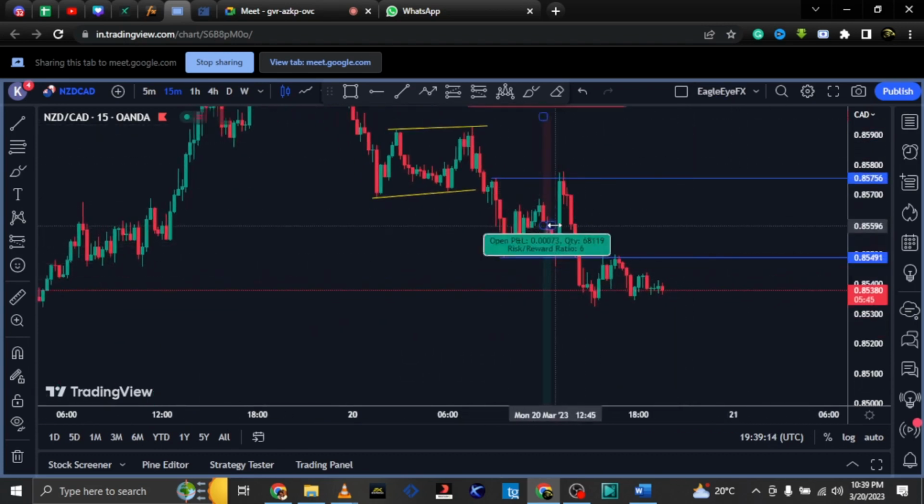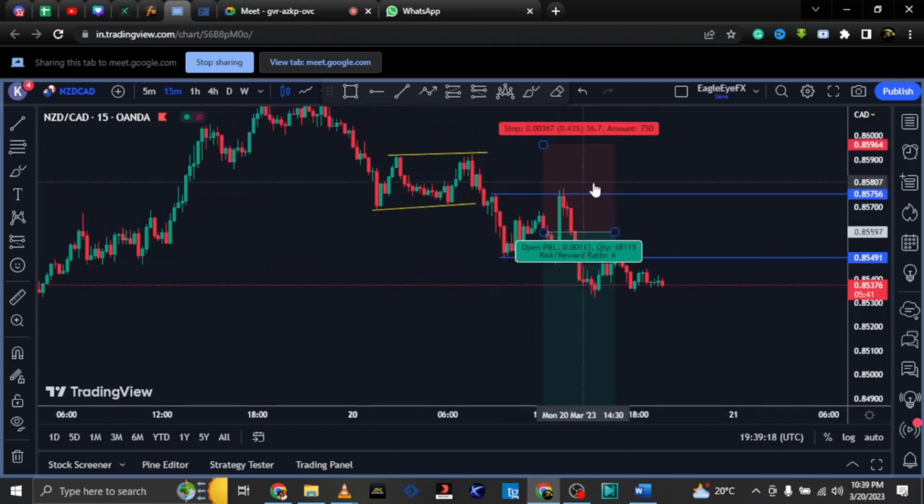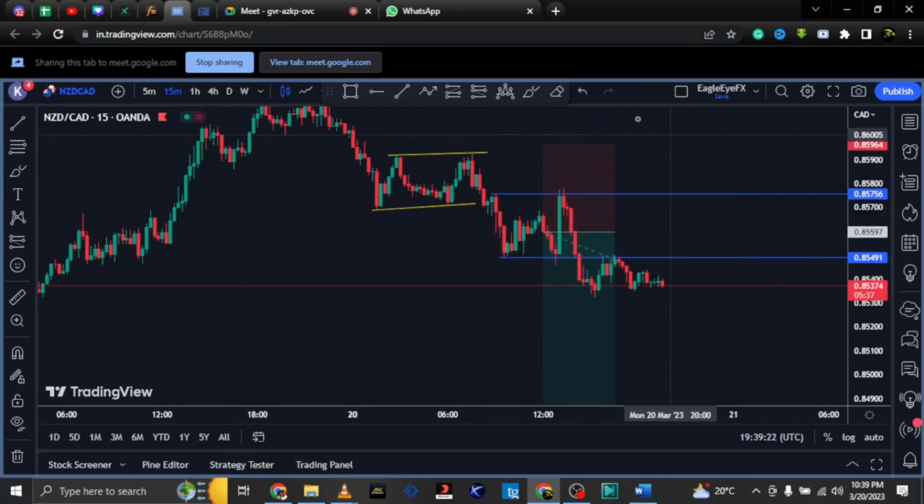Then we had another chance of coming in. What happened? After the breakout, we had a retest. So this is an early entry, of course.